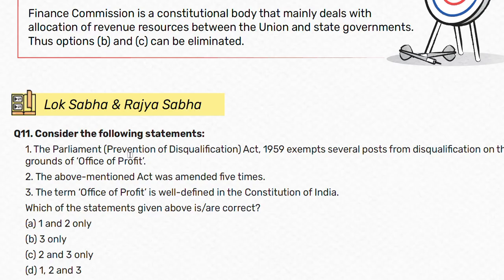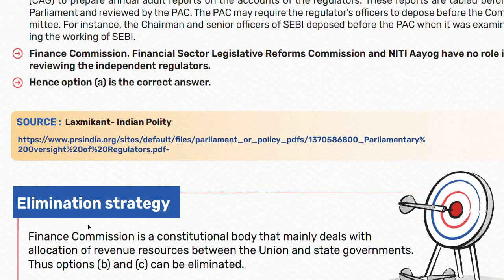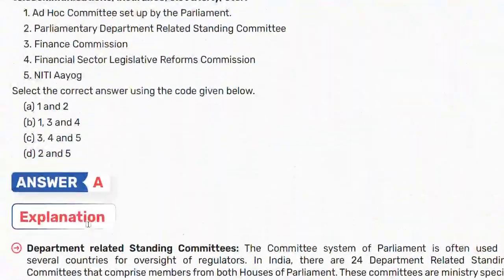The Parliament Prevention of Disqualification Act 1950 exempts several posts from disqualification on the grounds of office of profit. The above mentioned act was amended 5 times. I don't know. The term office of profit is well defined in the Constitution of India. So this is incorrect. So if you eliminate three, A will be the correct answer. So you just need to have the correct knowledge about one statement.